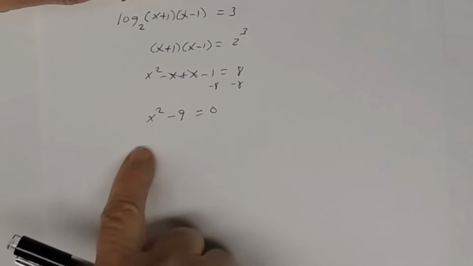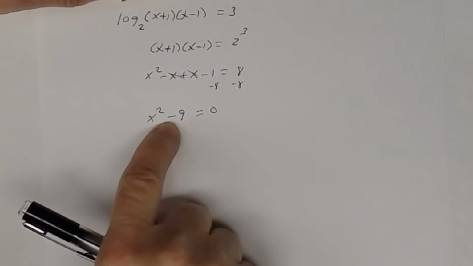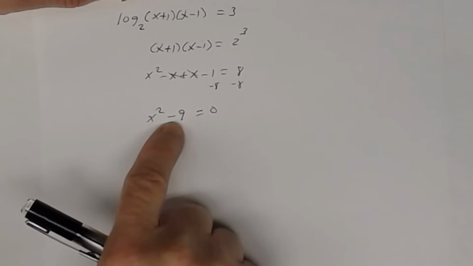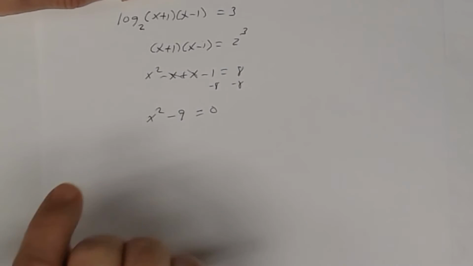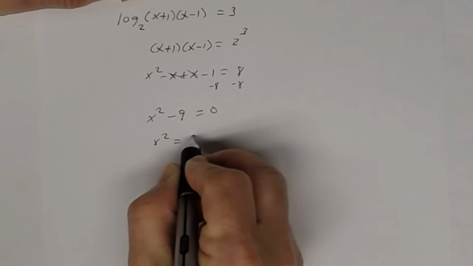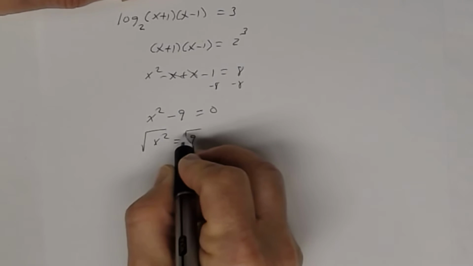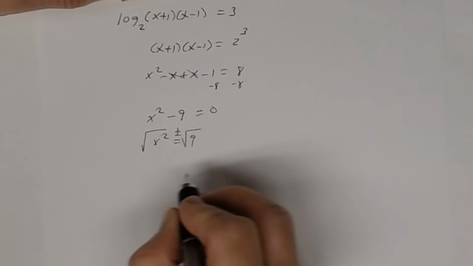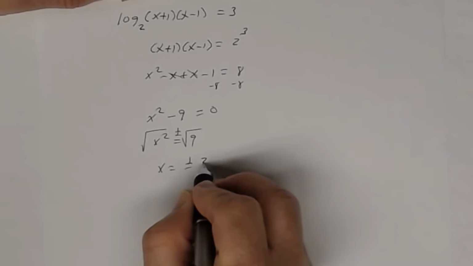All right, now notice I can solve this quadratic equation either by using the difference of two squares by factoring, or since there's no x term, I can bring the 9 to the other side, just like this, and then take the square root of both sides. Remember, when you do that, you get plus or minus. So I get x equals plus or minus 3.